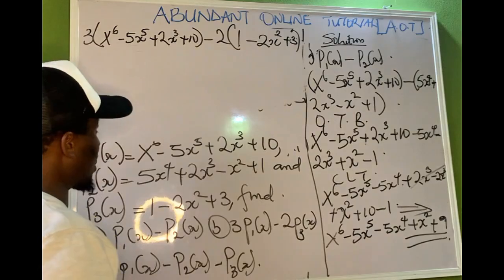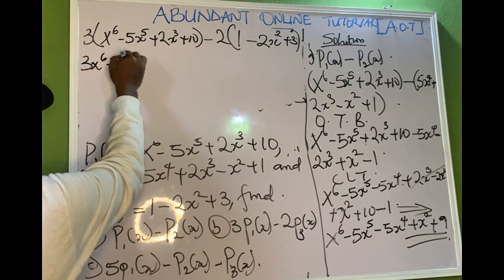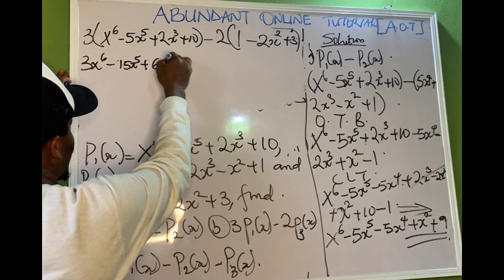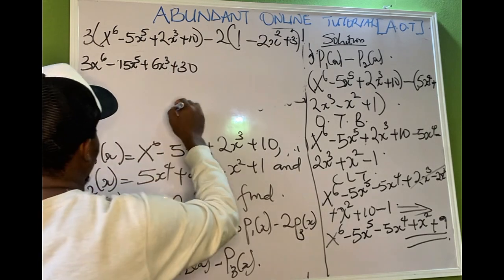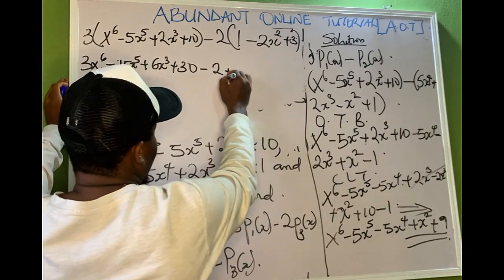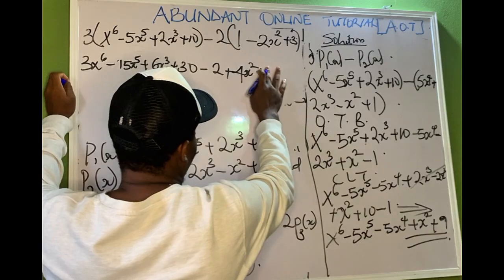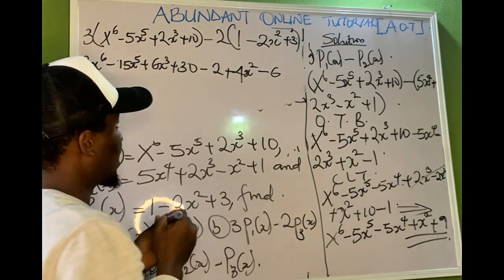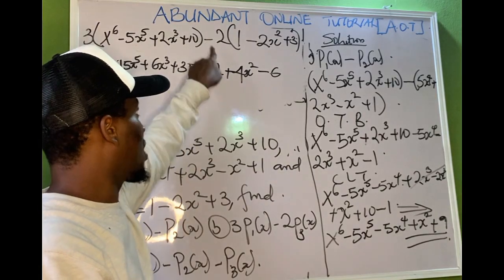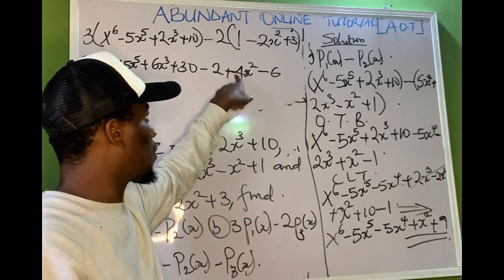We close the brackets back, and what are we going to do? We multiply through. So 3x^6 minus 15x^5 plus 6x cubed plus 30, and we now have minus 2 plus 4x squared, then minus 6. How did I get that? I'm going to explain. This is minus 2. Minus 2 times 1 will give you minus 2. Minus 2 times minus 2x squared: minus times minus is plus, 2 times 2 is 4, that will be 4x squared.